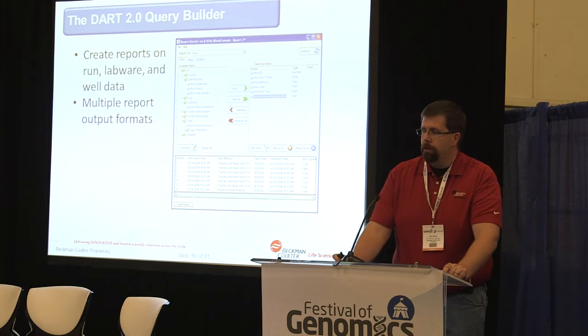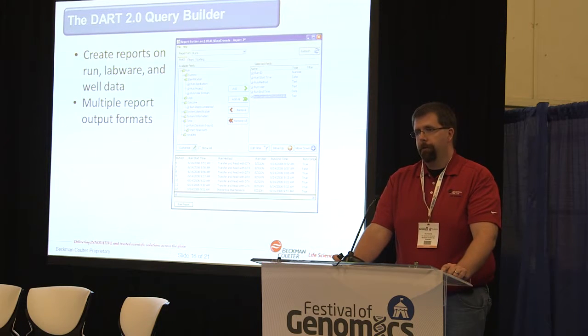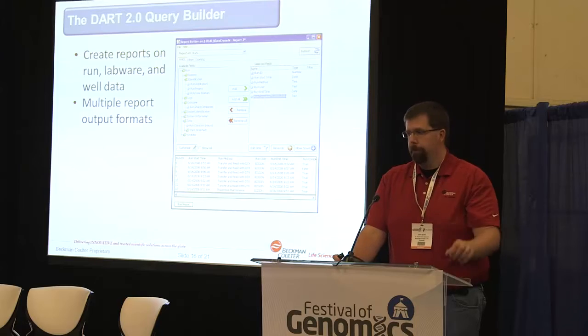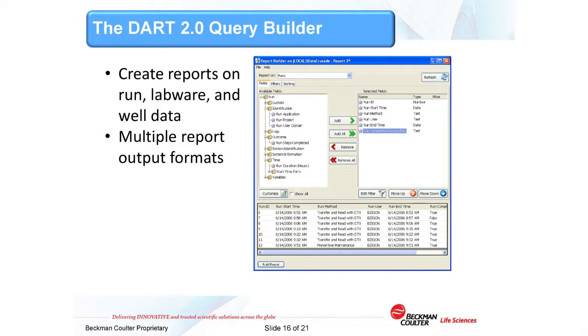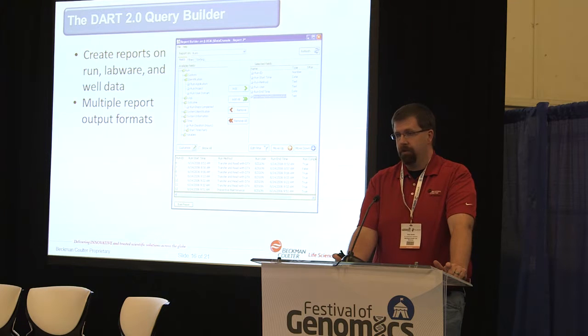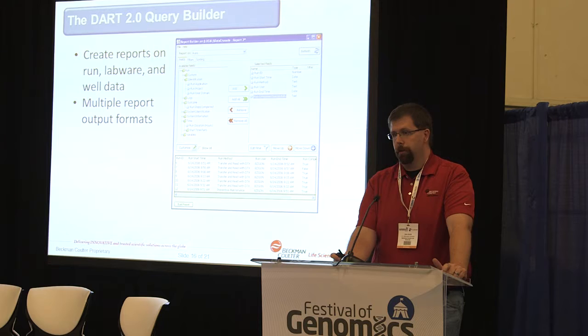The reports that Dart generates are built off of the Dart Query Builder. The Query Builder allows you to include any column that you want in a report. You can create reports on runs, on particular labware, on different wells if you want to. You can create it in whatever format you desire. So if your LIM system requires a certain format in order to get data into your LIM system, Dart allows you to change those formats fairly readily with the Query Builder.